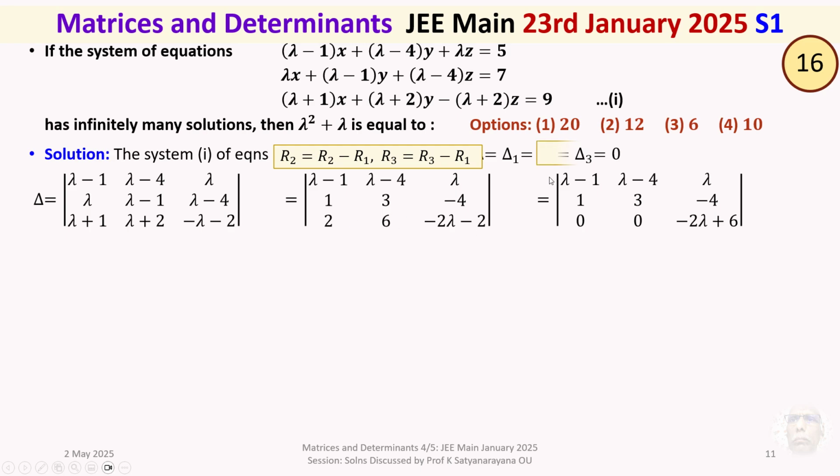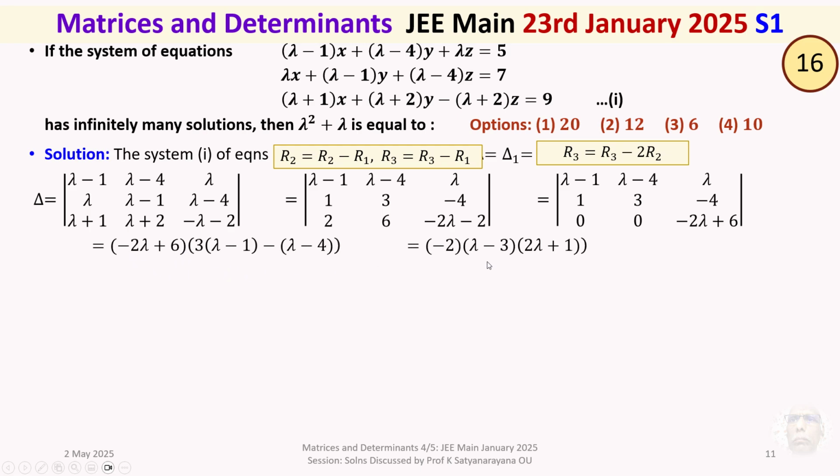Then again I have made an elementary row transformation. I wanted to make this 0. R3 is R3 minus 2 R1. Thus I got this one. Now expand the determinant by third row. Then I will get minus 2 lambda plus 6 into, in brackets, 3 times lambda minus 1 minus 1 times lambda minus 4. Expand this. Then you will get minus 2 into lambda minus 3 into 2 lambda plus 1.